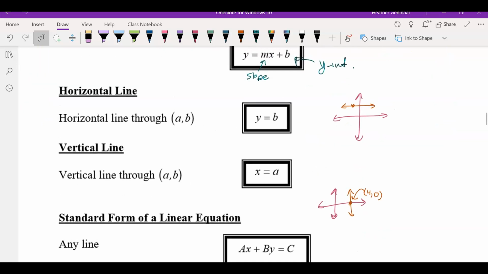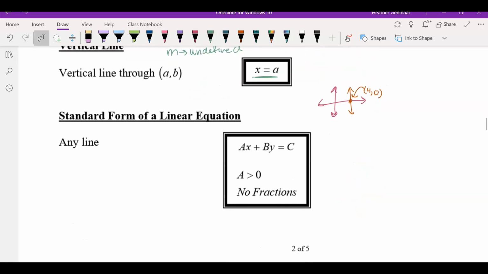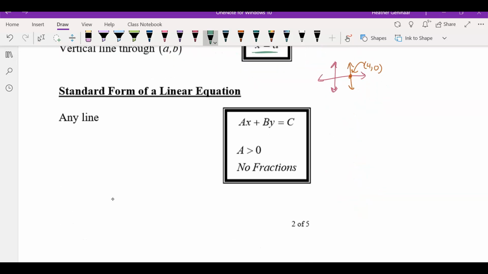Okay, next we have our horizontal line, as we've talked about before. So for our horizontal line, m equals 0, and for the vertical line, m is undefined. Okay, the equation for horizontal is y equals whatever the y is, and for vertical is x equals whatever all the x's are. Standard form, ax plus by equals c, so always positive. So your a is always positive and no fractions at any time.